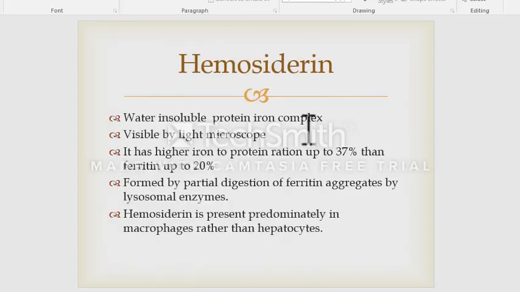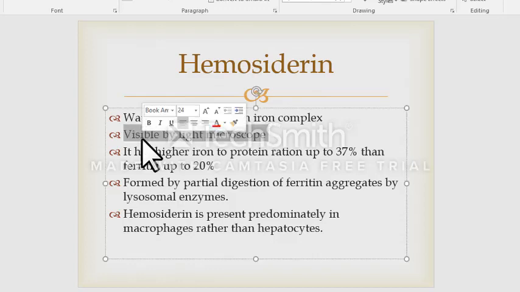Another form of storage iron is known as hemosiderin. Hemosiderin is the aggregated form of ferritin. When many particles of ferritin aggregate, they form hemosiderin. Hemosiderin is a water insoluble form of storage iron. Therefore, if we perform iron stain, we will observe hemosiderin, which is the storage form of iron. Therefore, this is easily visible by light microscope.